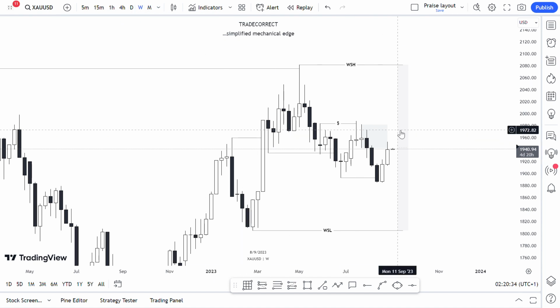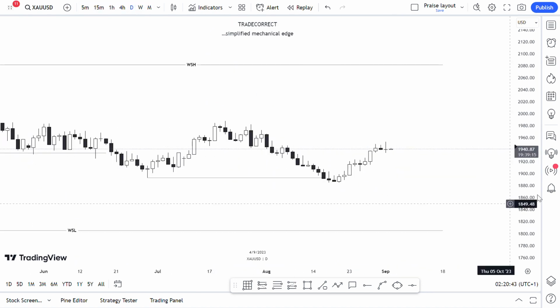So my bias for gold is sells. That's what I'm trying to say. Swept liquidity, broke structure. You understand that? Alright, on the daily chart, what do I have on gold on the daily chart?